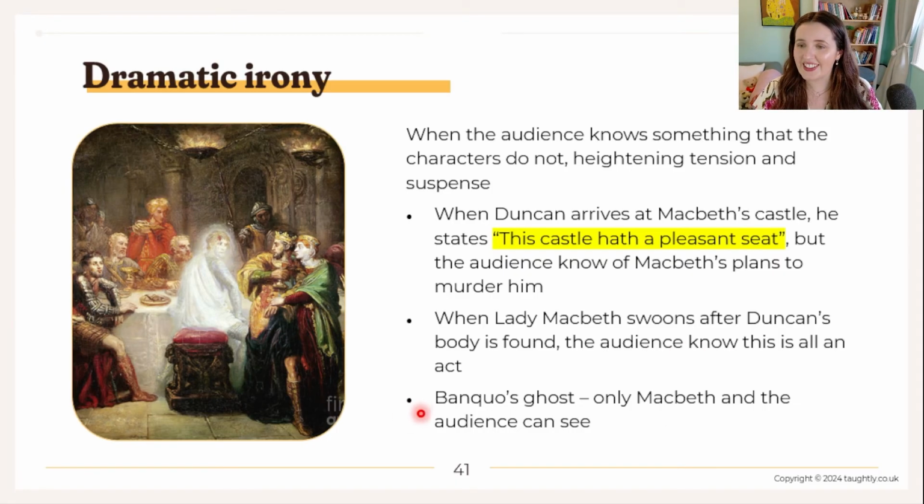And then the final example would be Banquo's ghost. So when Macbeth has killed Banquo and he hallucinates and sees Banquo's ghost at the banquet table, only Macbeth and the audience can see that. So while he's like, "Never shake thy gory locks at me," all of the other people there are like, you're right, pal. We know that it's because it's this manifestation of his guilty mind.